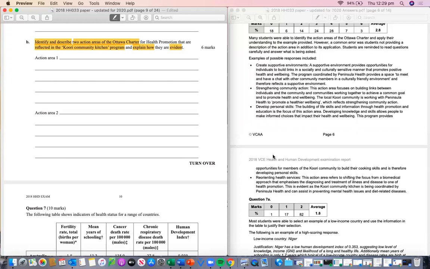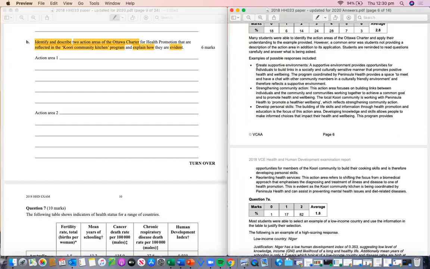So you get 1 mark for your identification. You need 3 marks in total, so the next 2 marks come from your description and explaining how it's evident. Create supportive environments: a supportive environment provides opportunities for individuals to build links in a socially and culturally sensitive manner that promotes positive health and wellbeing. So first mark is here. Second mark comes here: the program coordinated by Peninsula Health provides a space to meet and have a chat with other community members in a culturally friendly environment and therefore reflects a supportive environment. Second mark. That's for 3.